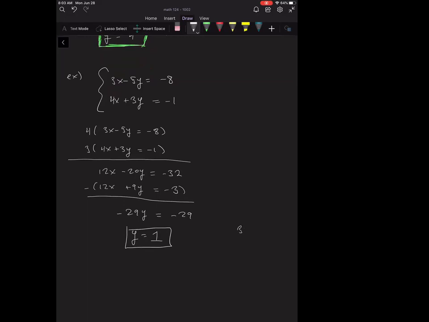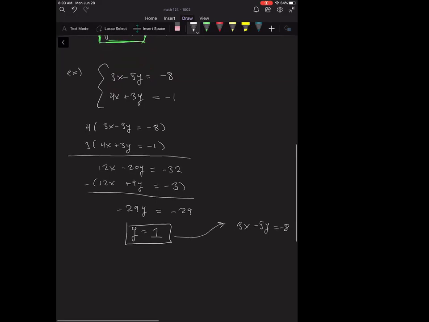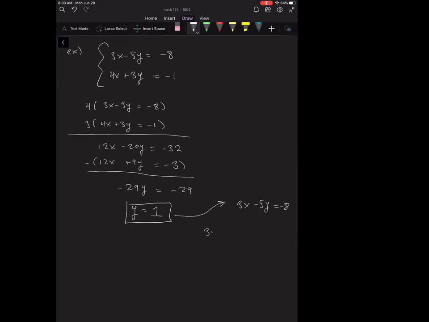So that first equation was 3x minus 5y is equal to minus 8. And then all we have to do is just plug this y is equal to 1 into here. So that's going to give us 3x minus 5 times 1, which is equal to minus 8. 3x minus 5 is equal to minus 8. Add the 5 over. 3x is equal to minus 3. Divided by the 3, x is equal to minus 1. Okay, so then we get these two answers. x is minus 1, y is positive 1.